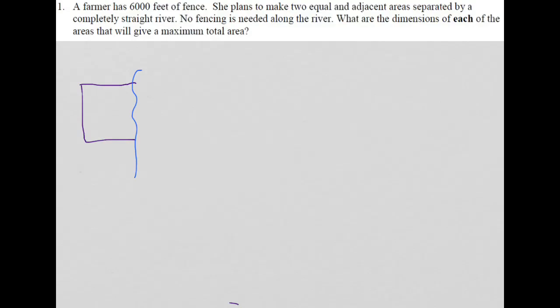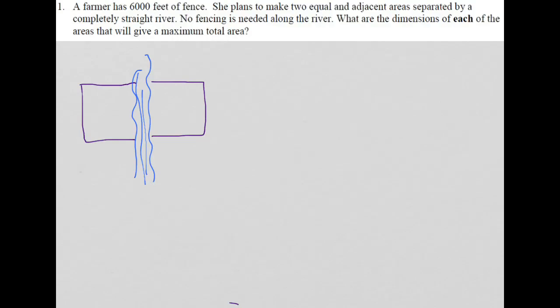We've got a river running through this area, and then we're going to have two equal pens on either side. No fences needed along the river. What are the dimensions of each of the areas that will give the maximum total area? And we should have said that these were rectangles, so that should hopefully say it on yours when you do this problem, because I'm going to change that. These are rectangles.